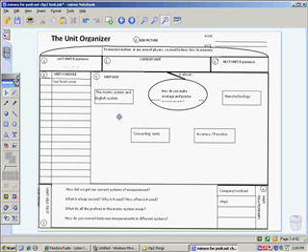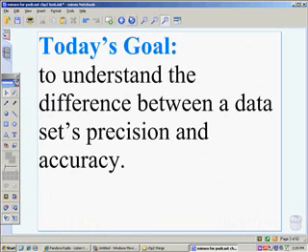Remember that we started off learning where the metric system came from, where the English system came from, how to convert between the different units, and now we're going to look at how accurate and precise measurements are. So we're learning all the different components of what a measurement is all about. Today's goal is to understand the difference between a data set's precision and accuracy.